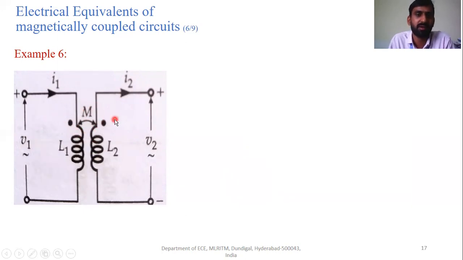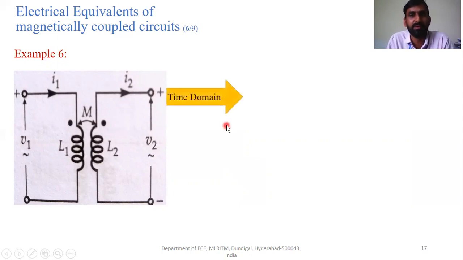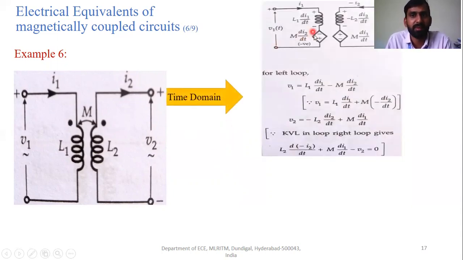So here let us write the equation with respect to the time domain. In the time domain, for the left hand side loop, you can check it out. Here we have considered M as positive just by reversing the direction of I2. Is it clear? Just by reversing the direction of I2.